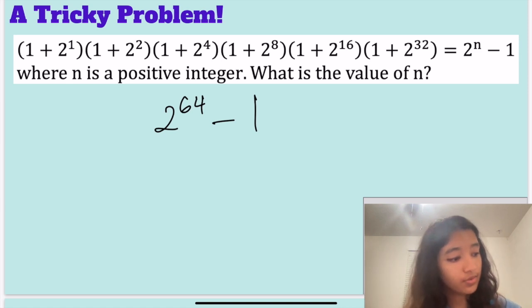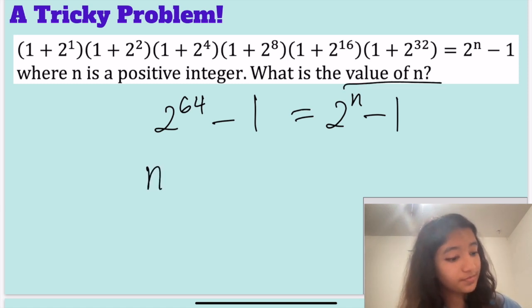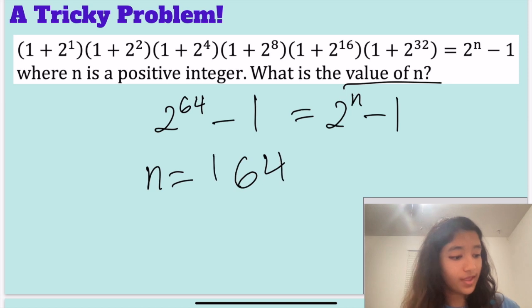So remember that we were given that that expression was in the form 2 to the n minus 1. So if 2 to the 64th minus 1 is equal to 2 to the n minus 1, then our value of n that we're looking for is just 64. And that's our final answer.